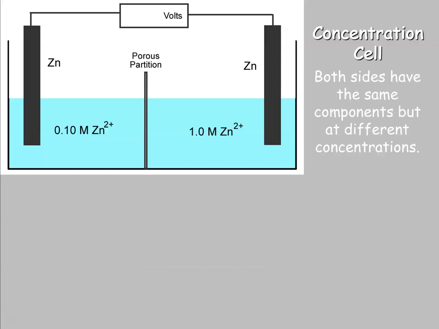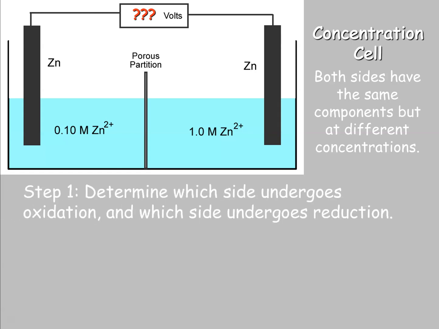Alrighty then. So, concentration cell. Both sides have the same components, but at different concentrations. So, 2 zinc electrodes with 2 zinc solutions at different concentrations. We don't know the volts, which we're trying to figure out. So, step 1. We want to determine which side undergoes oxidation and which side undergoes reduction.